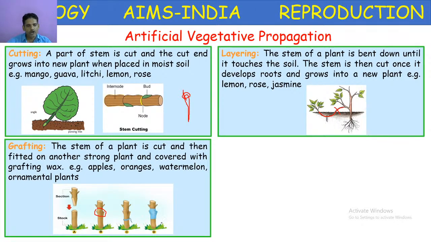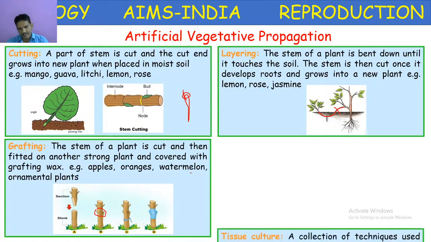Only the stock is watered. The wrapper is removed only after it starts growing. Both tissues, scion and stock, should attach firmly so that new tissue is formed and it will grow. This process is called grafting, stem grafting. Apples, oranges, watermelon, ornamental plants, and croton plants can be propagated by grafting.